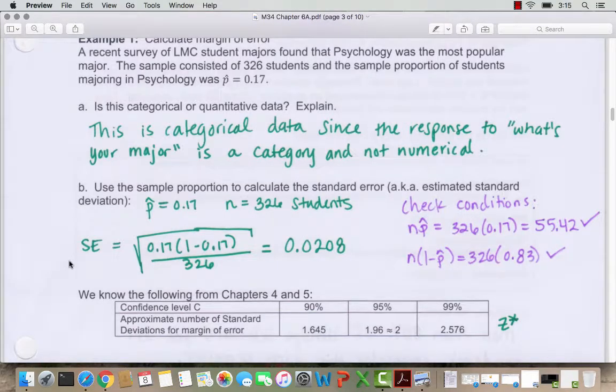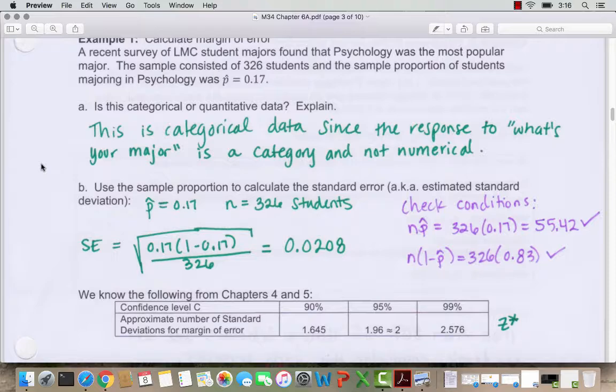So in example 1, we're going to calculate a margin of error. A recent survey of LMC student majors found that psychology was the most popular major. The sample consisted of 326 students, and the sample proportion of students majoring in psychology was p hat equals 0.17. So we use a hat or the caret symbol on top of the p when we're working with sample data. As soon as you see that p with the hat right here, you know this comes from a sample.